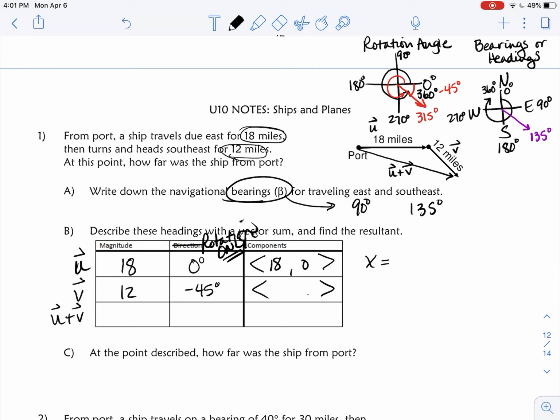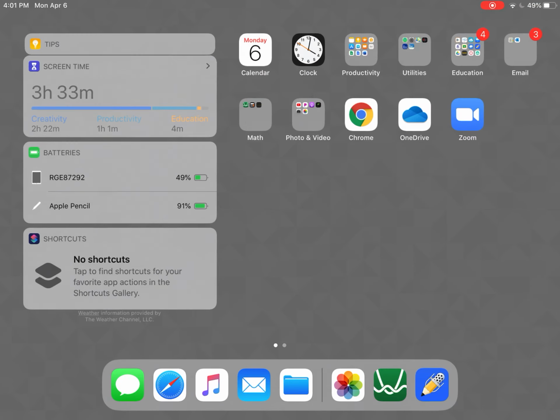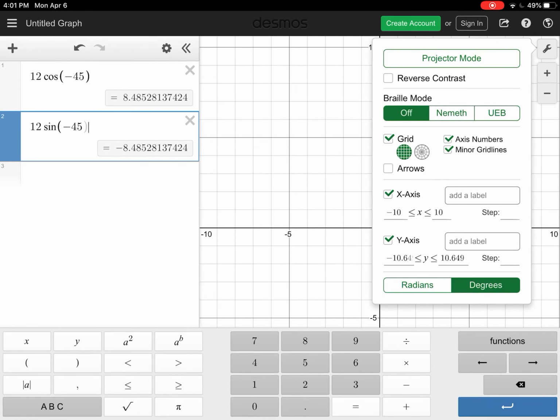All right, so to find the components of this one, I am going to have to do a little bit of math. The x component is equal to the magnitude times cosine of the angle, and you'll get the same answer if you use 315. And the y component is the magnitude times sine of the angle. And let's visit Desmos so that we can find our components. Okay, so I already have them in here. That's nice. Make sure you're in degrees because we are using 45 degrees.